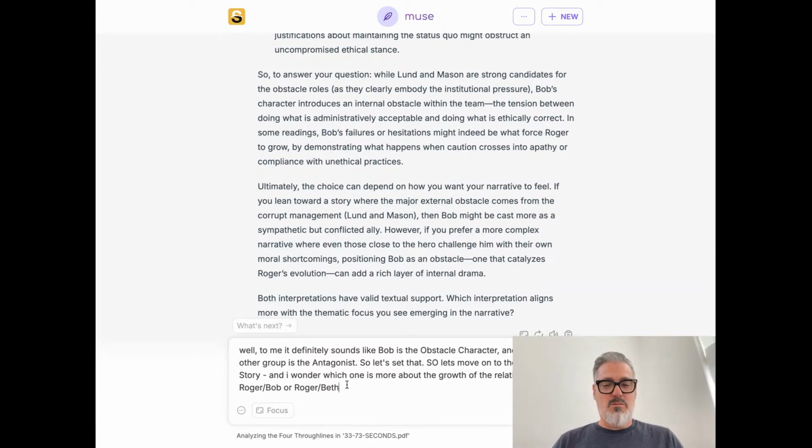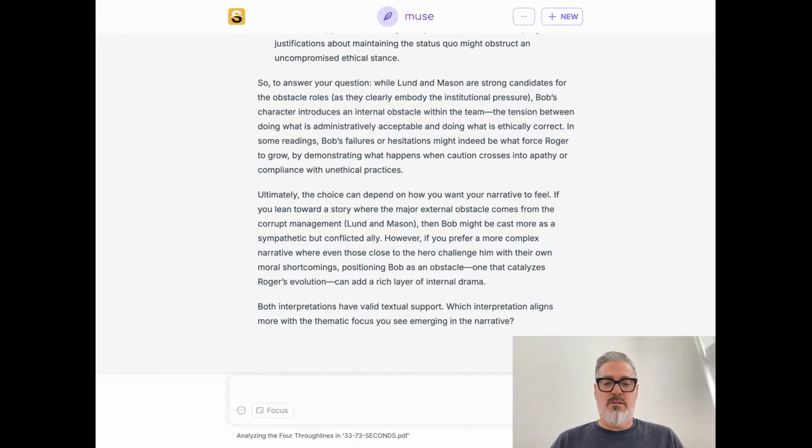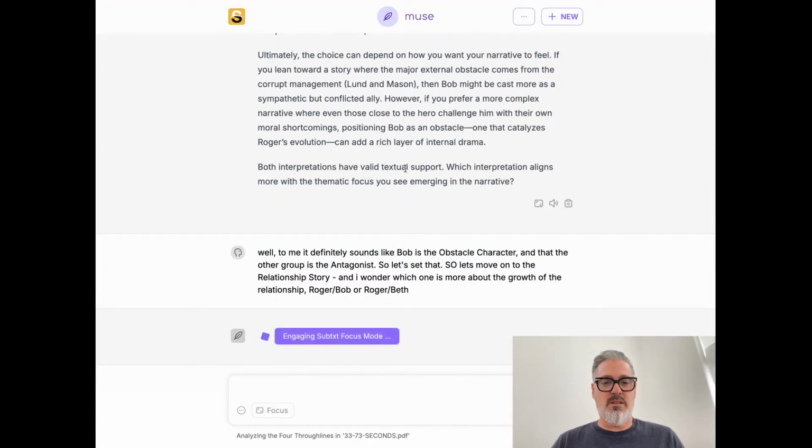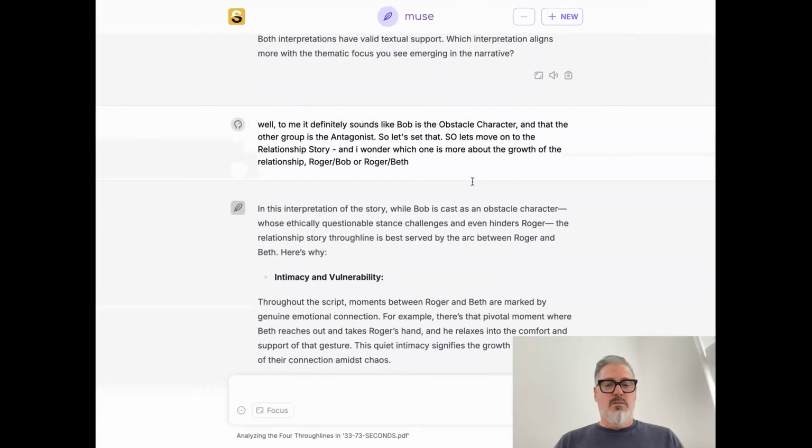All right. I wonder which one is more about the growth of the relationship, Roger Bob or Roger Beth. So I'm just trying to see, are they both going to work as relationship story throughlines, or is one more than the other? My recollection is it was more just the Roger Bob, but I did do a quick, brief little test yesterday, and it sounded like maybe Roger Beth, but I just want to get another look at it here and see what the answer is. All right. Well, Bob is cast as an obstacle character. The relationship is best served by the arc. Oh, interesting.